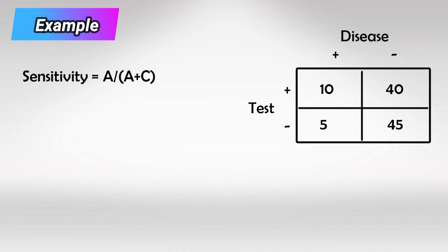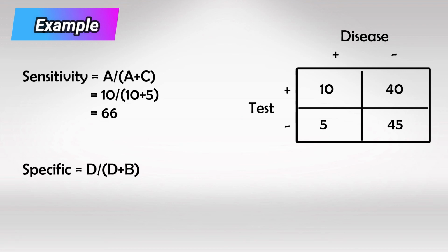As we said, sensitivity is A over A plus C, so 10 over 10 plus 5, and that's 66. Specificity is D over D plus B, and that's 45 over 40 plus 45, so 53.